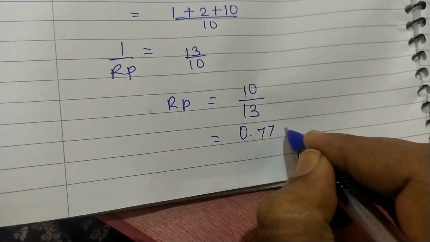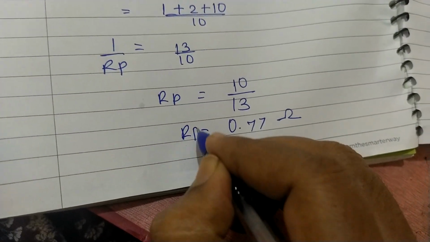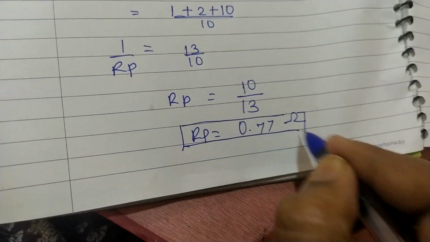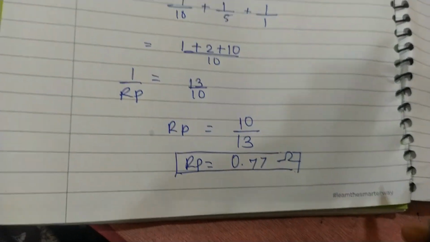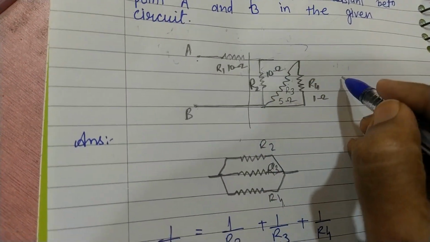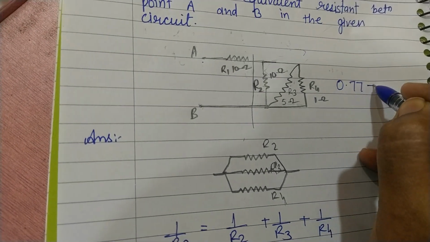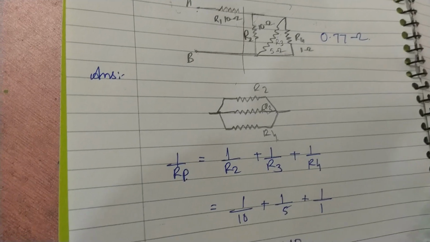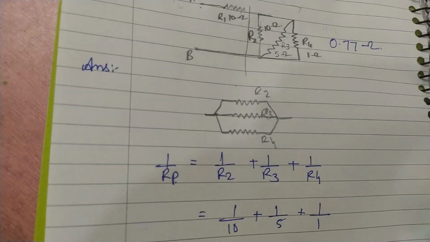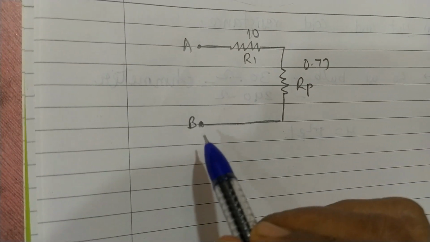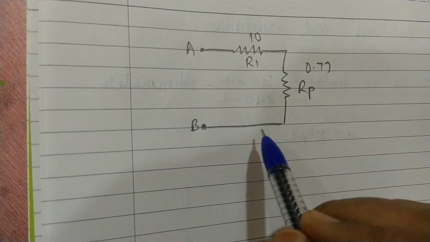0.77 ohm, the value of Rp. Right. Now, this resultant value we got, 0.77 ohm. Now again, if we reconstruct the circuit, what will it be? See, it's very simple. If we reconstruct the circuit, it will look like this.